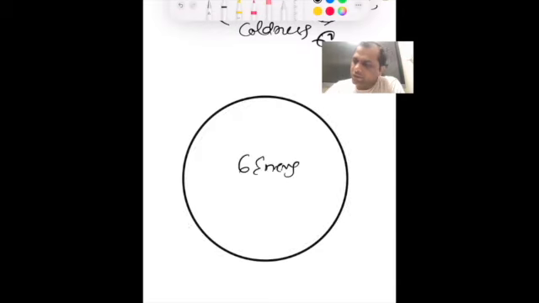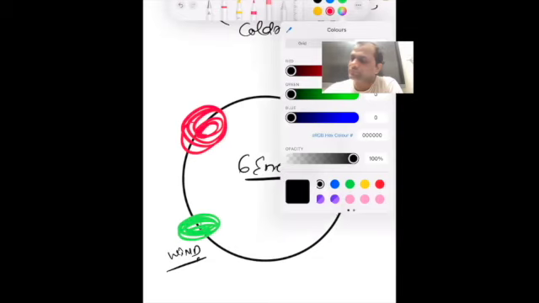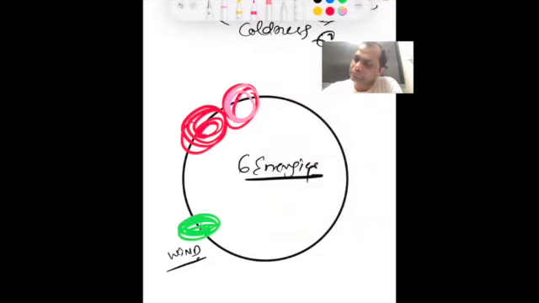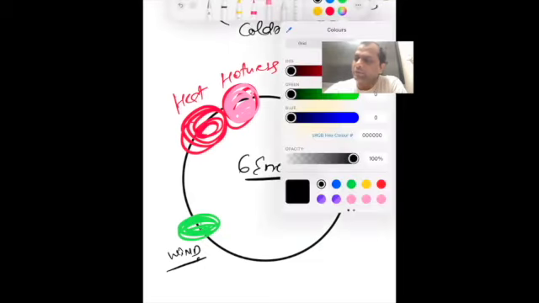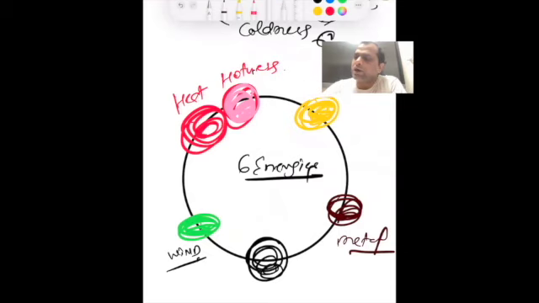How can we make the 6 energies in this way? So first will be the wind energy. Second will be the fire, which can be divided in 2 parts. Heat and hotness. Third energy will be earth. And the fourth energy will be metal. And the final energy will be, sorry, we will not write metal, earth here. The energy, we are writing the energy, so energy will be dampness. The energy of metal will be dryness. And the energy of water will be coldness.